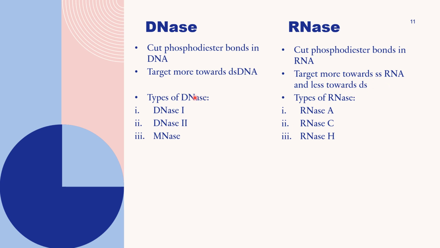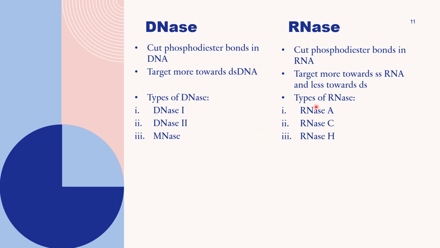Next up, we have types of DNases, that is DNase 1, 2, and MNase. Here the DNase 1 targets more towards the 3' end. They cut phosphodiester bonds more towards the 3' end, and the DNase 2 does the same with the 5' end. Here the MNase does both. It cuts phosphodiester bonds at the 3' end and also at the 5' end. These MNases are isolated from micrococcus.